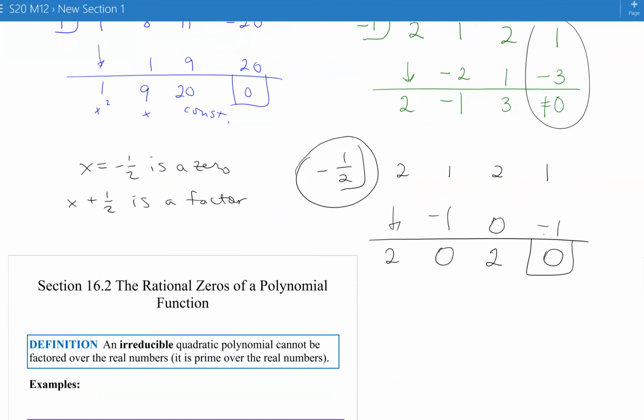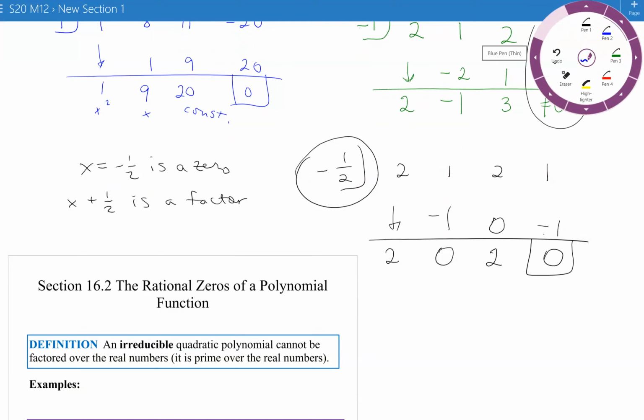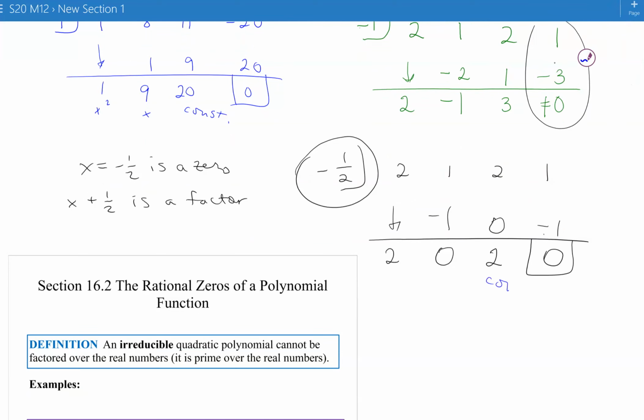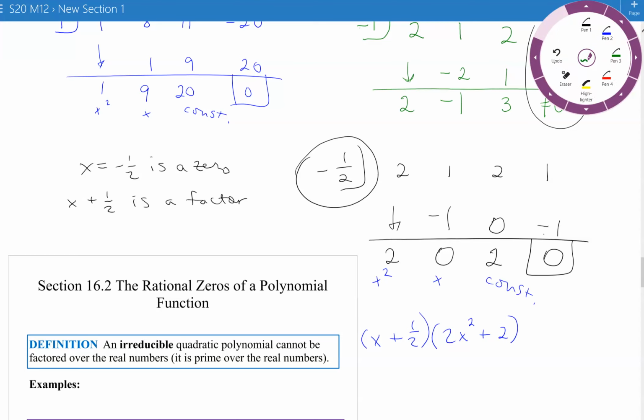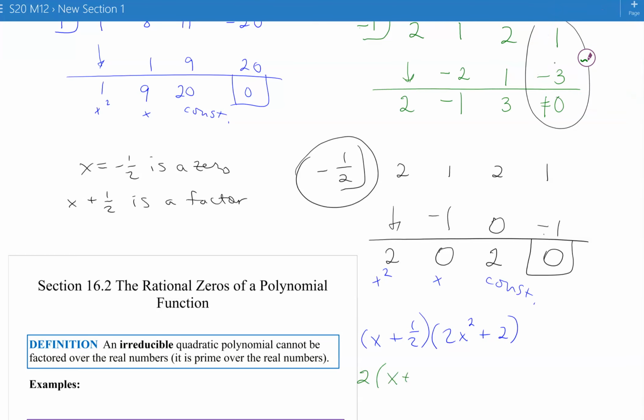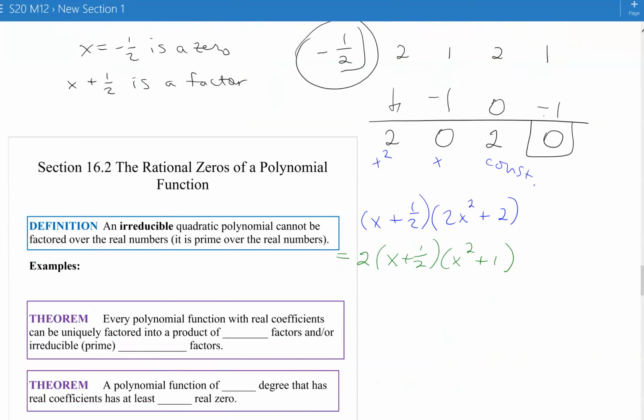And then let's see what our depressed equation gives us. So the quotient has a 2 as a constant, no x's, and 2x squared. So this polynomial can be factored to x plus 1/2 times 2x squared plus 2. Well, if I factor out the 2 to the front, I'm going to get x squared plus 1 as that other factor.